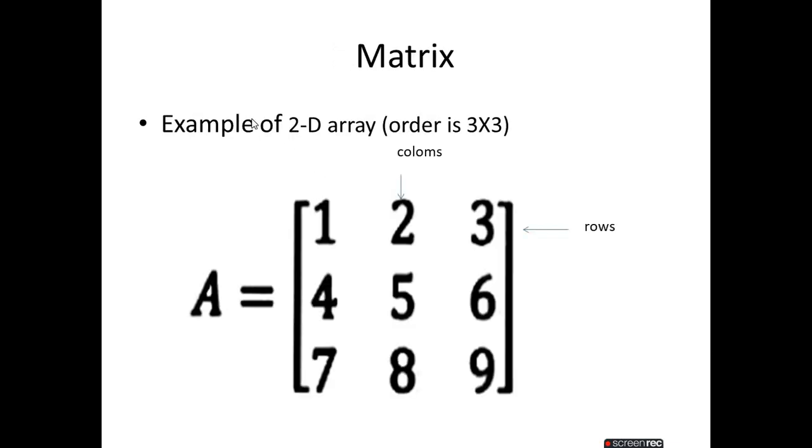Now, what is a matrix? Maybe you are comfortable with the matrix from mathematics, as it is a chapter in mathematics. A matrix is basically just an example of a two-dimensional array. For now you can understand it in a simple way: we are giving the example of a two-dimensional array, and the matrix is nothing but an example of it.